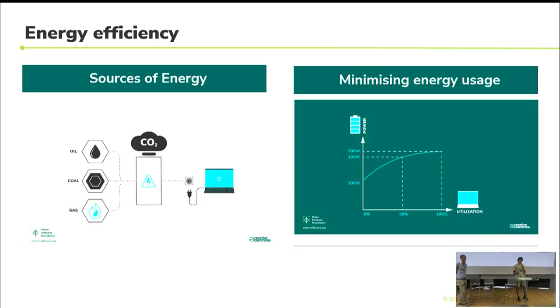And then energy efficiency, why does that really bother us? Because energy, as we know, comes from very different sources, right? Coal, gas, or hopefully also more sustainable sources. And by minimizing our usage of it, we'll minimize, by extension, the production of it. Also by increasing the utilization of software.